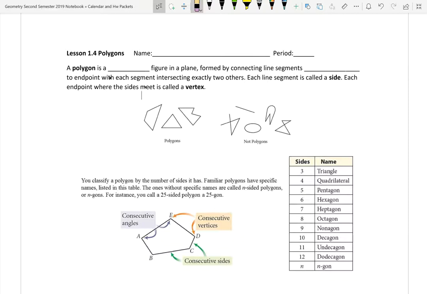A polygon is a closed figure in a plane formed by connecting line segments, endpoint to endpoint, with each segment intersecting exactly two others. Each line segment is called a side, and each endpoint where the sides meet is called a vertex. And these are sides.